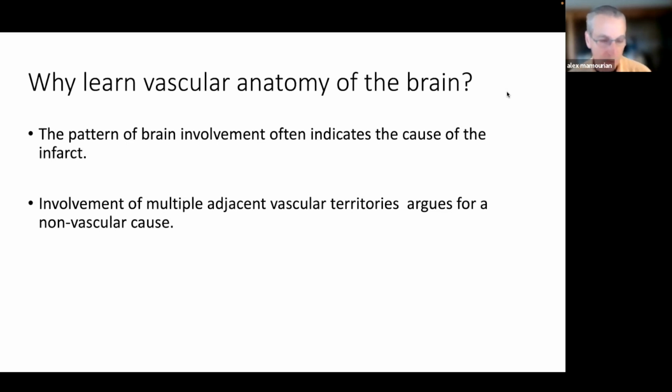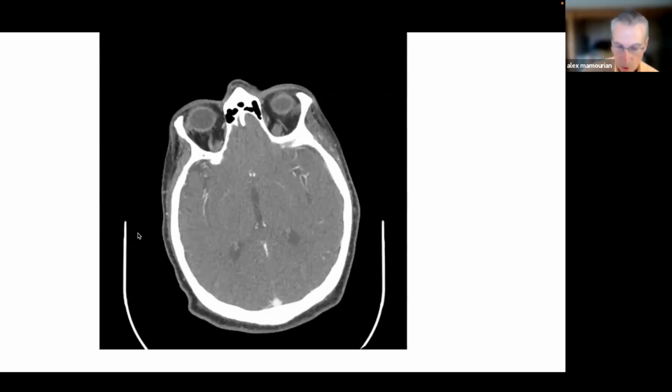For example, if you see involvement of the medial and lateral temporal lobe, it's very unlikely that you're dealing with a stroke. This is more likely to be a tumor or infection or something of that sort. So I want to try to get into some of the details of vascular anatomy. So I'm going to start with this case.